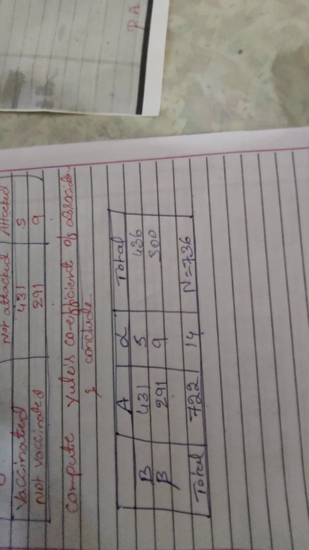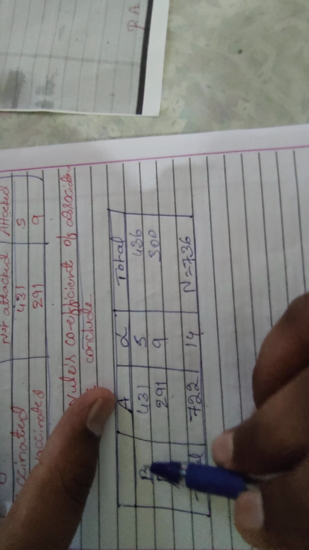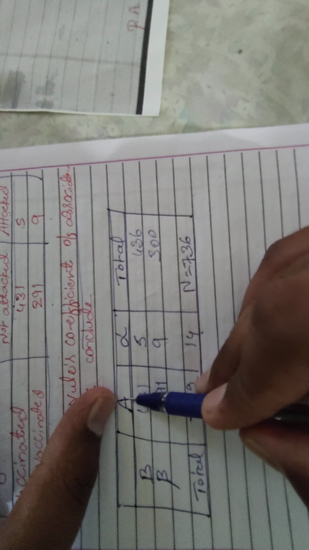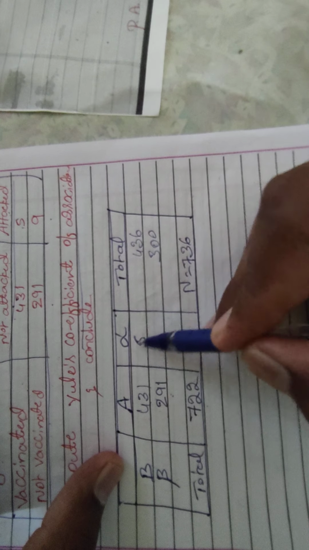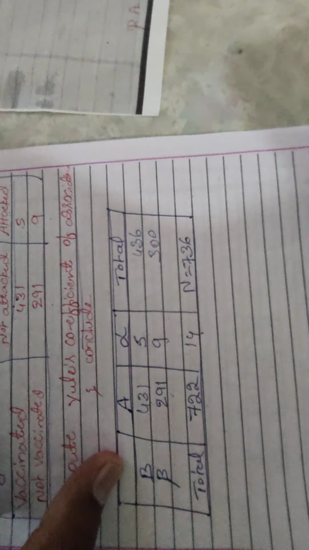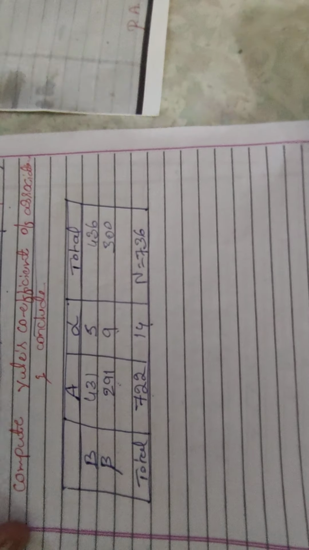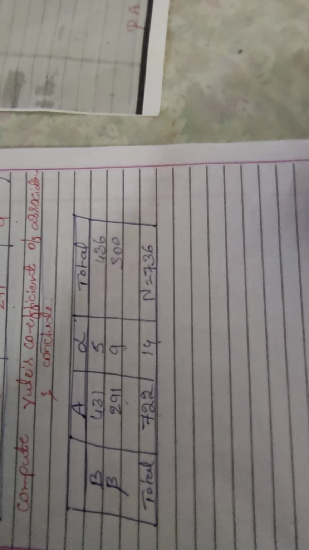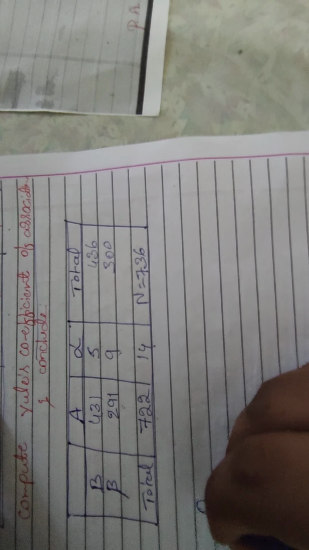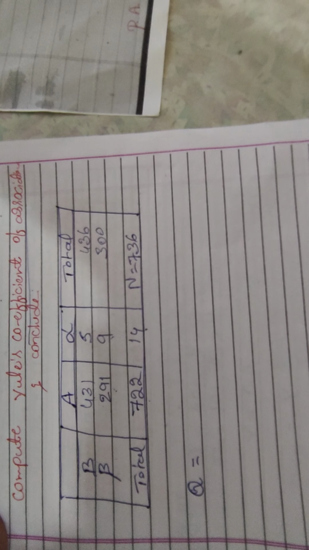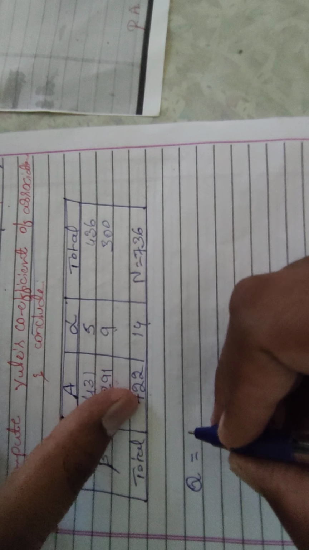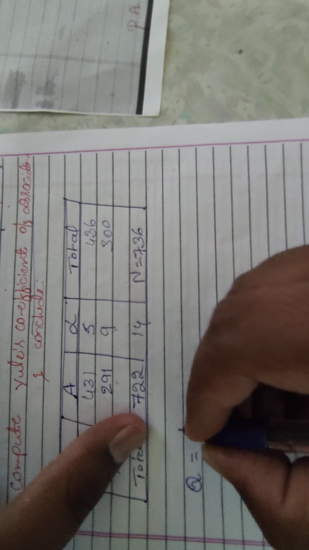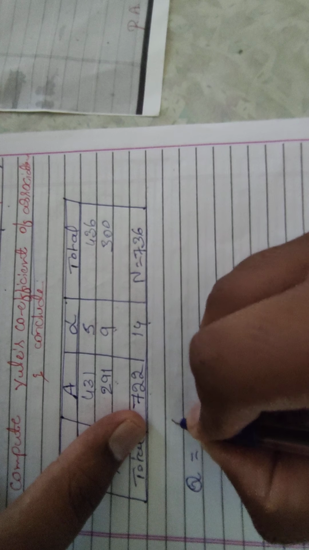First we have to tabulate. Next we have to write the values. A into B, so 431. A into beta 291. Alpha into B 5. Alpha into beta 9. Based on this we can give a solution for this, based on Yule's coefficient of association. Yule's coefficient of association, we can denote as a capital letter Q. I think all of you know about the formula. So I will first write the formula of Yule's coefficient of association.